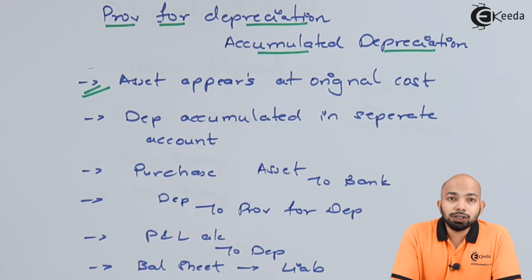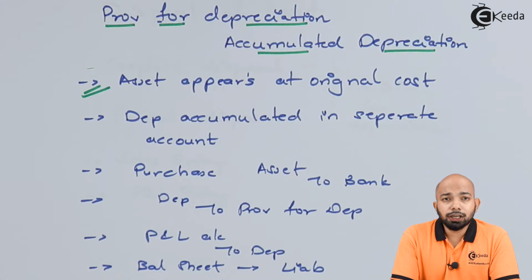Here, the asset appears at original cost. Assets always appear at original cost when you are following the provision for depreciation method. There is a reason why companies prefer provision for depreciation. The asset side of the company shows the financial structure, how good the company is when it comes to investment from suppliers, lenders, and creditors. So the asset side should be strong.